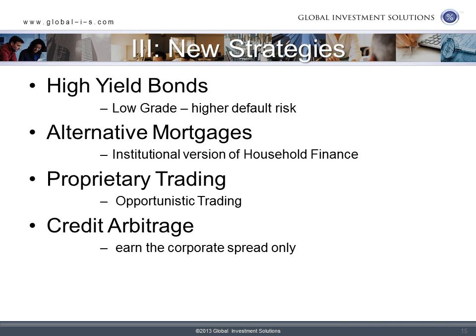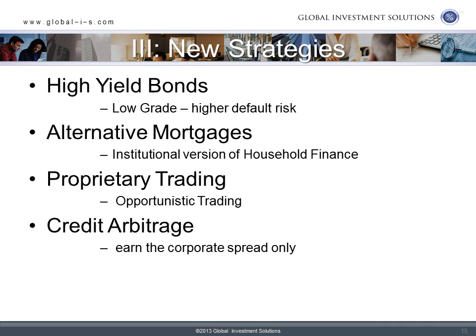If you can't get a mortgage for a house from the banks, you can always go to household finance. Similarly, in the institutional world, if the banks won't put a mortgage on your building, you can go to alternative lenders. And these alternative mortgages are now available in a highly diversified portfolio, which is appropriate. Or proprietary trading strategies, and those are opportunistic trading that again are available in today's world.